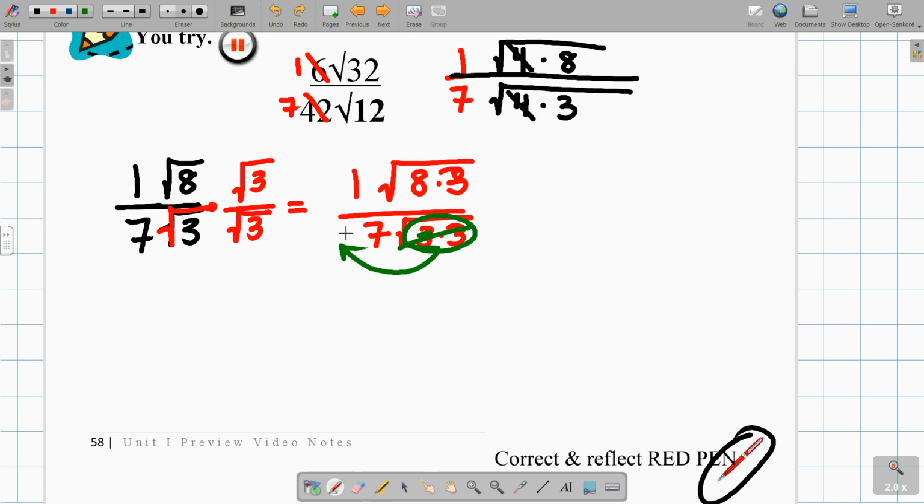Now, if you got that right, kudos. Woohoo! If you were not correct, it is super important that you take a moment and you analyze what went wrong and what would be the steps you need to do next time, and actually write that in the margin.